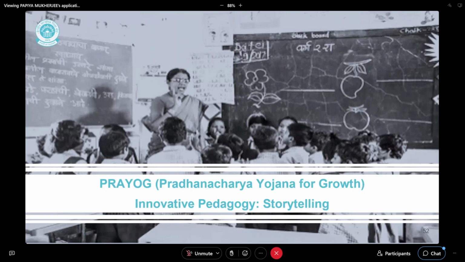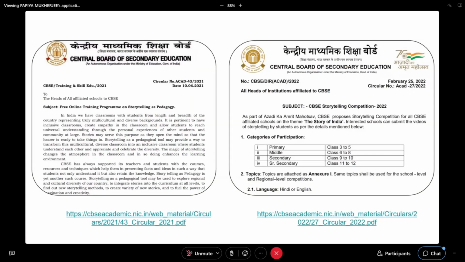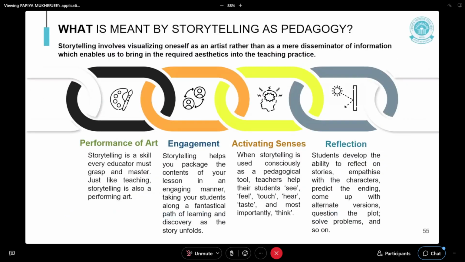We take up another module, which is storytelling. Again, it takes up from the same page. We will not repeat storytelling, whereby storytelling is by far the most important innovative tool and very, very interesting. These are the circulars and various kinds of online training programs that were organized for using storytelling as a pedagogy.